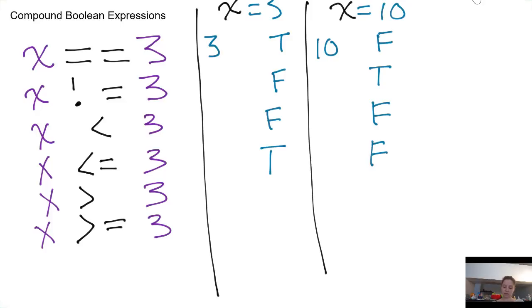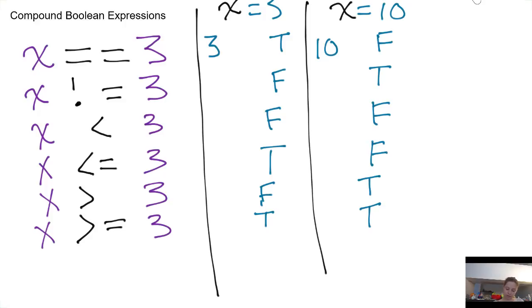Then we'll do x is greater than 3. When x is 3, that's false. X is greater than 3 when x is 10, that is true. Let's do x is greater than or equal to 3. When x is 3, that's true. X is greater than or equal to 3 when x is 10, that is true. Okay, so we've reviewed those.